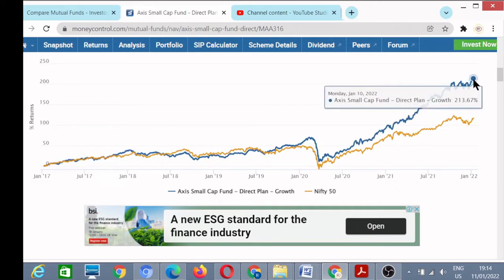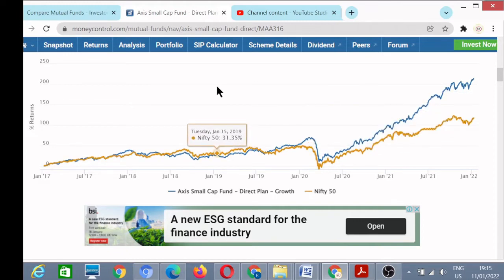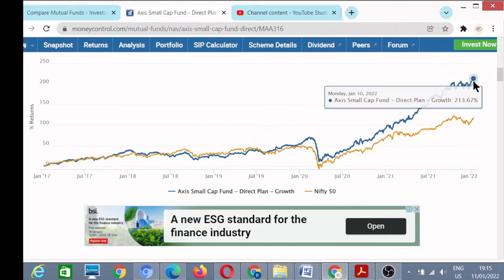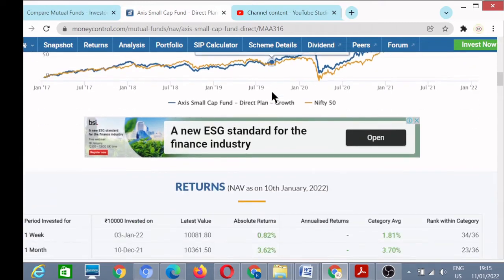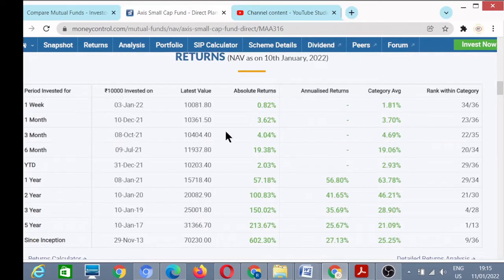Now this is the difference between Nifty 50 and the fund performance. The more the gap, the better the performance of this fund as compared to Nifty 50. Now we see performance in absolute terms. So what is the performance of this fund? Last 1 week it is a very short time period, so 0.82% only.